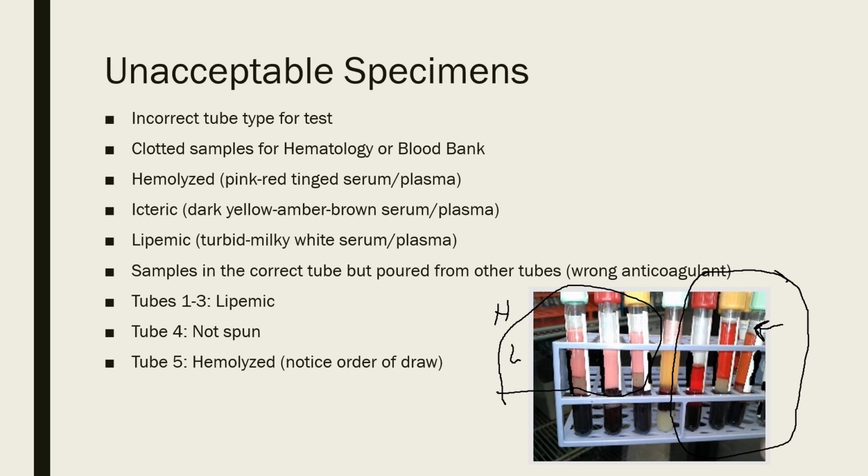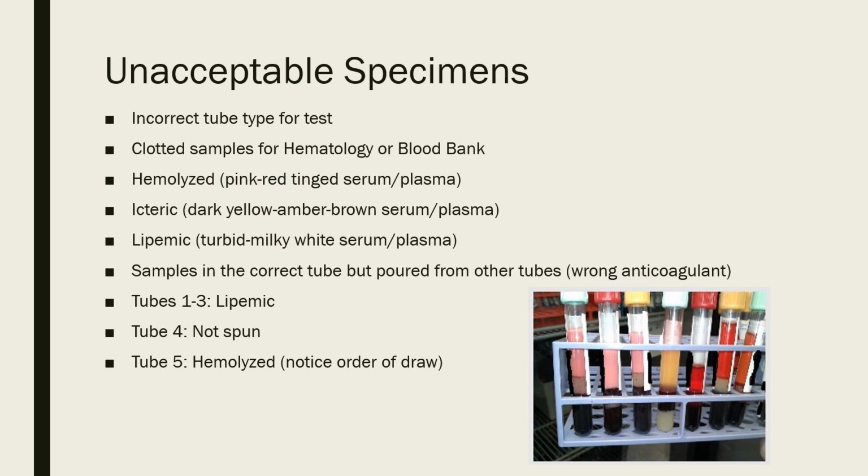Something else that you have to look for is if someone were to collect a tube for chemistry, or maybe they're performing a venipuncture and they realize, hey, I didn't get this tube, so they take another tube and pour it off into, let's say they take an EDTA tube and pour it into a chemistry tube. Well, that potassium that's in that EDTA tube is going to go into that chemistry sample, and then it's going to give you false results.